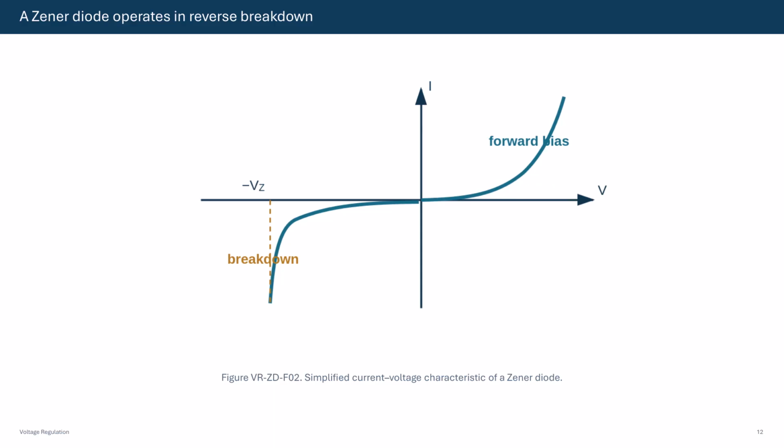A Zener diode is designed for safe operation in reverse breakdown. Near the specified Zener voltage, current can change substantially while voltage changes only slightly. The voltage is specified at a stated test current. Useful regulation requires current above the knee region, while the maximum current is limited by the diode power rating.